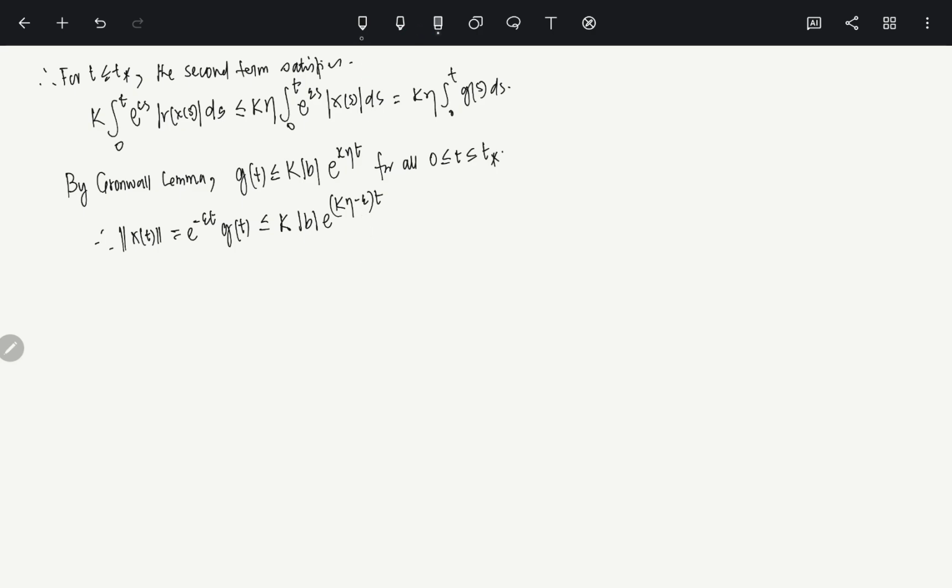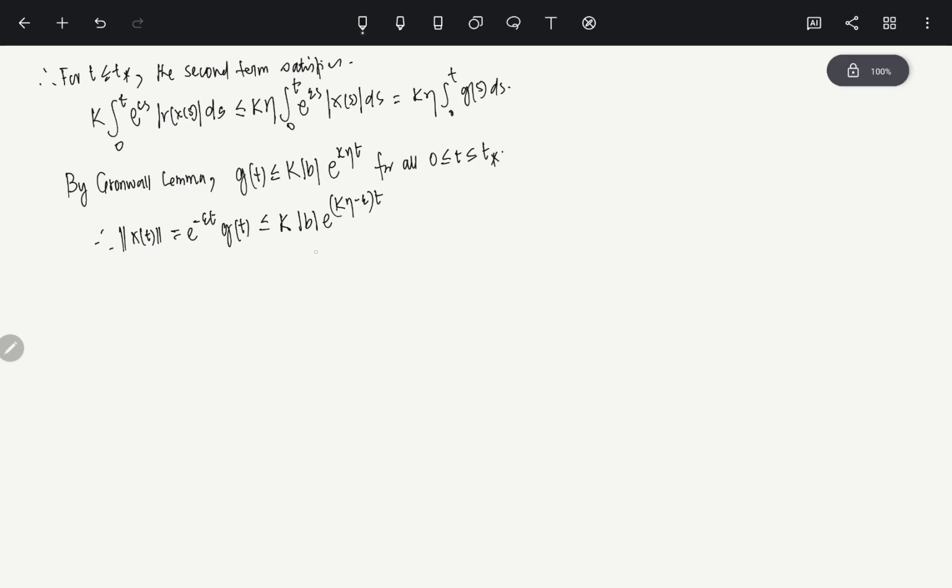See, if this is true, then this can be made less than delta, right? That's what we see. This is small as t tends to infinity, so we can write it as less than k times this. Once again, let me put it properly. Okay, fine, let me put it this way.